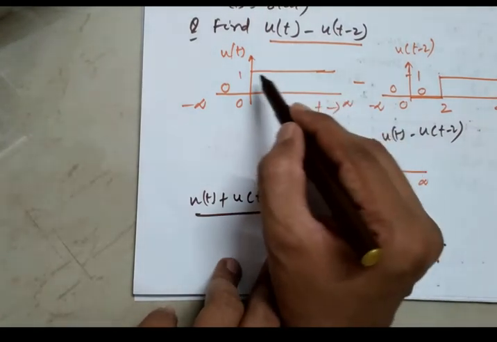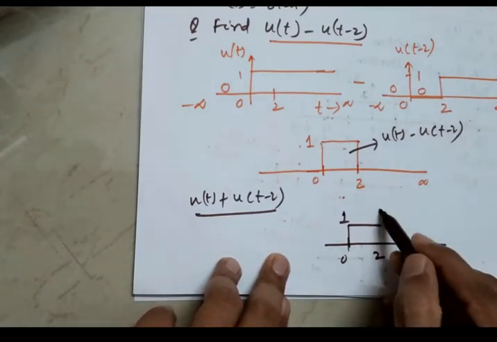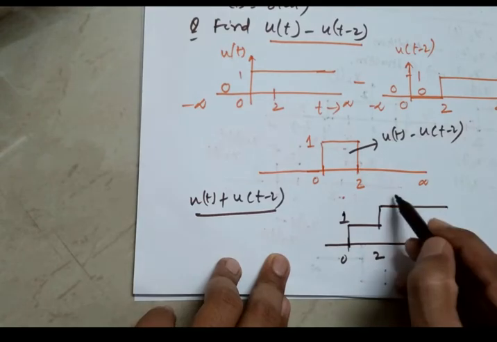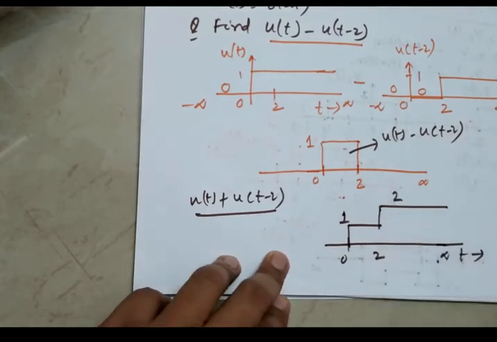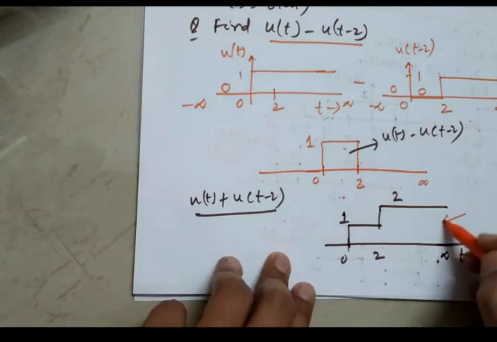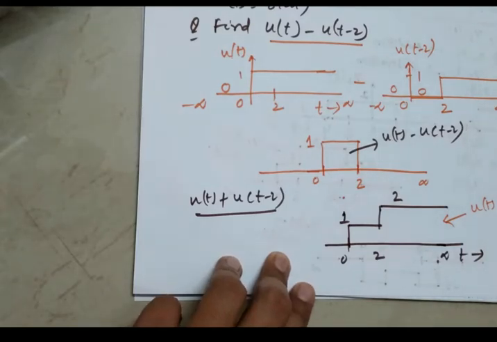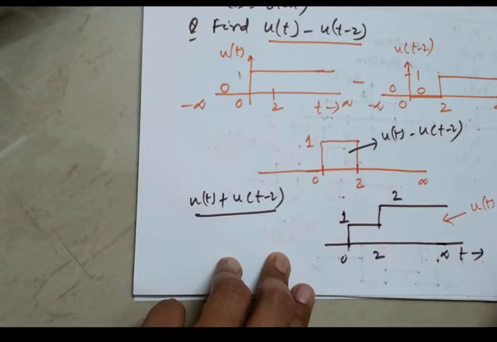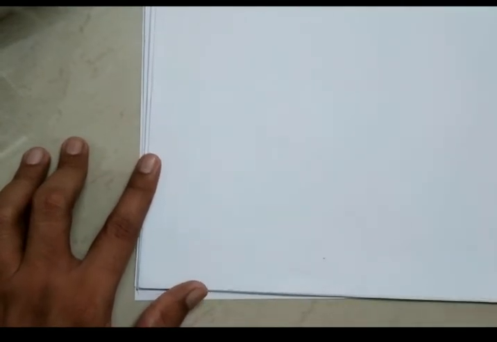Now from 2 to infinity, this is 1, and from 2 to infinity, this is 1. So up to infinity, 1 plus 1 is 2. Okay, so this is your u(t) plus u(t minus 2). Clear? Similarly, I will solve some more problems so that people get clear.